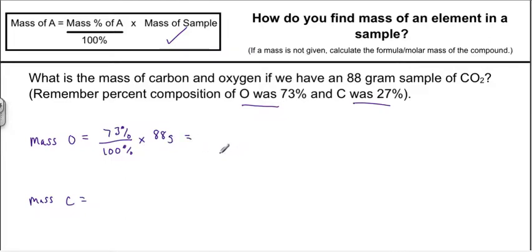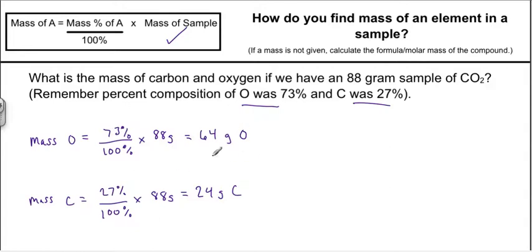So 73 divided by 100 times 88, and I get 64. Percentages have canceled out. I'm left with grams of oxygen. So out of 88 grams of a sample of CO2, 64 of those grams are made of oxygen. The mass of C is very similar, except we're going to use 27% divided by 100 overall times 88. And that will be, if we plug in the calculator, 24 grams of carbon. So out of the 88 gram sample, 24 of those are carbon.